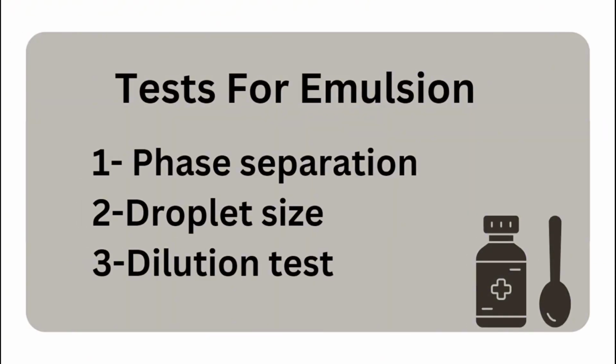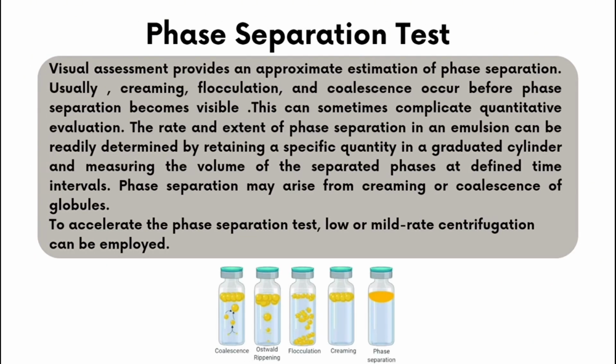Test for emulsions. Also, we have 3 tests for the emulsion. First, the phase separation test. Second, the droplet size. Third, the dilution test. The phase separation test, which is a visual assessment, provides an approximate estimation of the phase separation. Usually, creaming, flocculation, and coalescence can occur before the phase separation becomes visible. This can sometimes complicate quantitative evaluation.